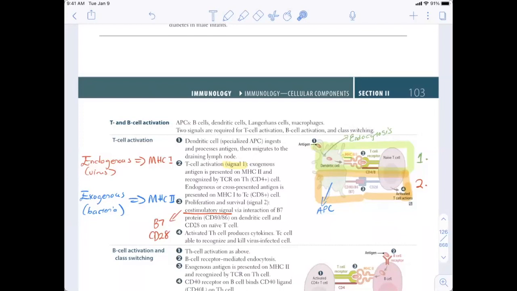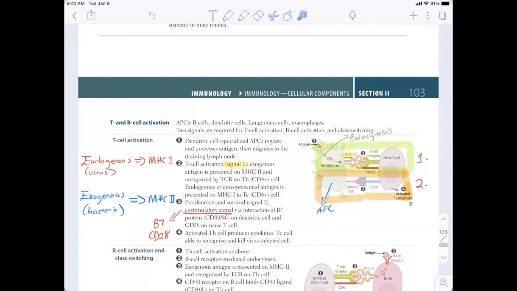The bottom line is, number one, we need those requirements of your T cell receptor and the CD4, CD8 to bind with MHC1 or MHC2, right? And number two, you need the second signal. The second signal has to be a B7 and CD28. The CD28 coming from the T cell and the B7 coming from the antigen presenting cell.